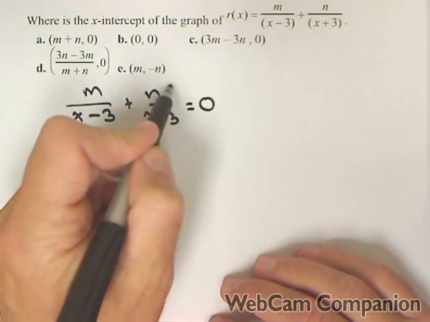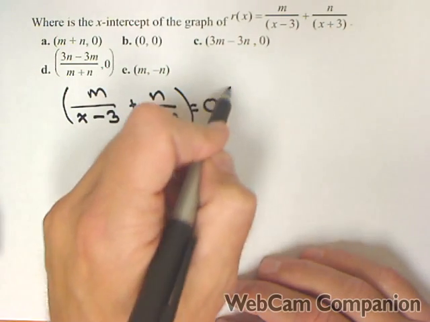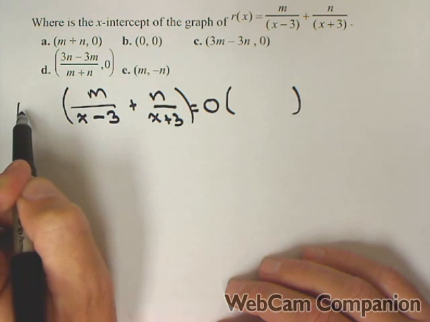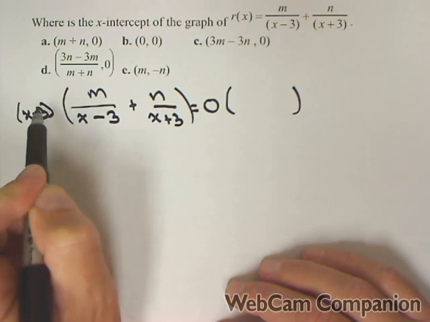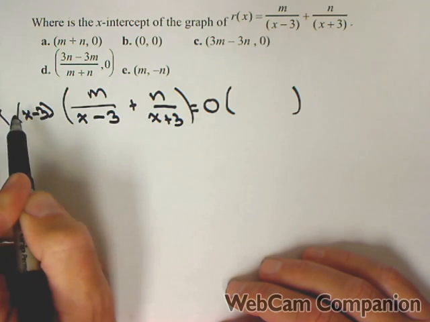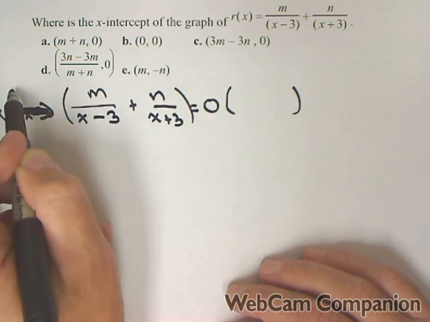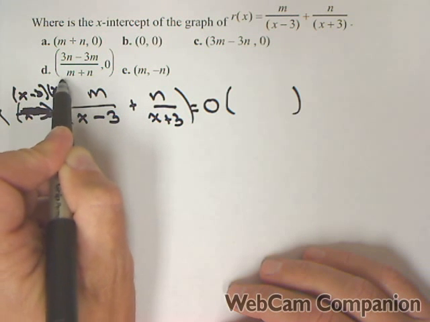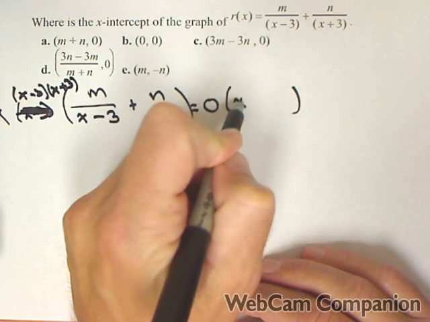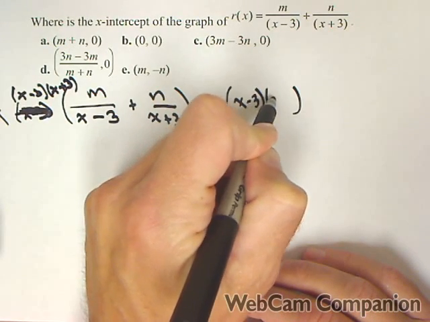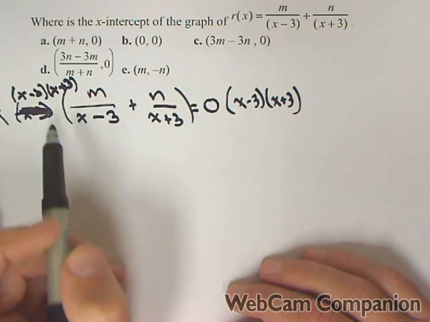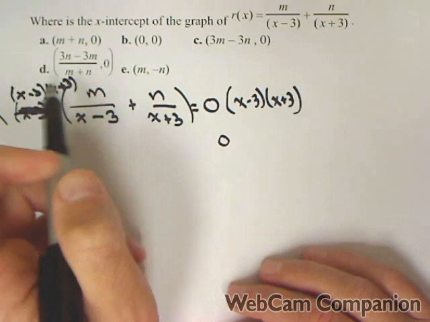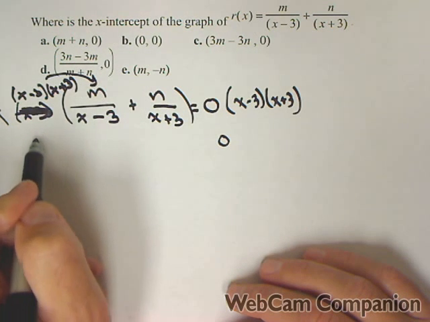Probably the easiest thing to do is to multiply both sides by the least common denominator and get rid of the fractions. Least common denominator is x minus 3 times x plus 3. So I'm going to do that on both sides. So now here it's times 0, so this just ends up being 0. That's why it works out so nice. Here, look at what's going to happen.